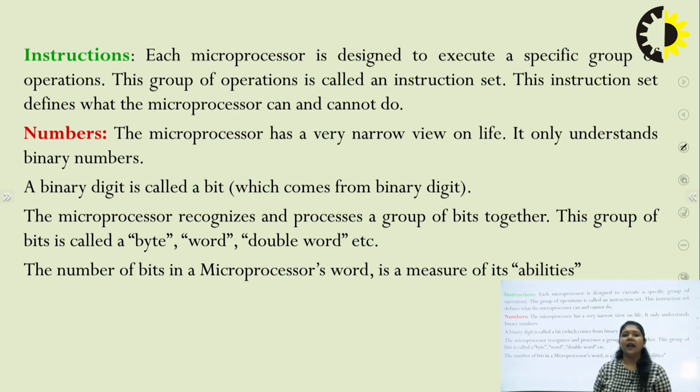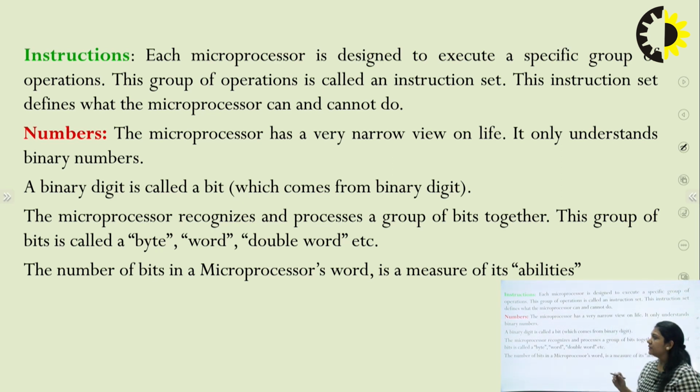Instructions: each microprocessor is designed to execute a specific group of operations. Suppose we have to add some numbers, for that I need an add instruction, and to subtract two numbers, I need a subtract instruction. The group of instructions used to perform particular operations is the instruction set. The instruction set defines what the microprocessor can and cannot do.